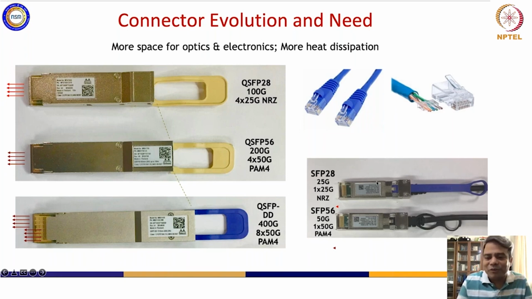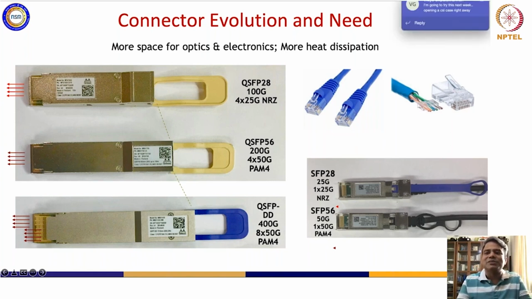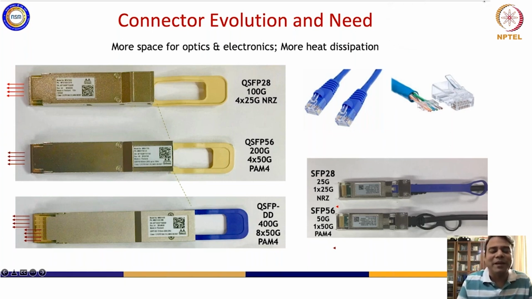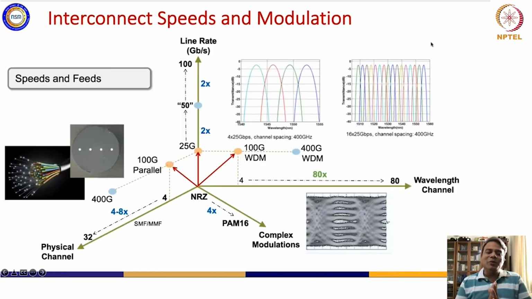Okay? Therefore, you have standards which are based on SFPs, standards which are based on QSFPs. These are various connectors which are used to link two systems together, or link a system to your switches. Okay? And they have different capabilities. But the fundamental capability comes from the fact that you need to send data as fast as possible. What are the knobs that you can tweak to send this data fast enough?